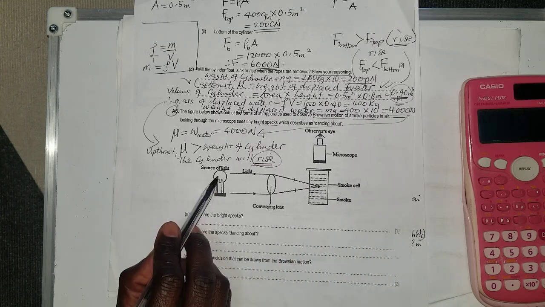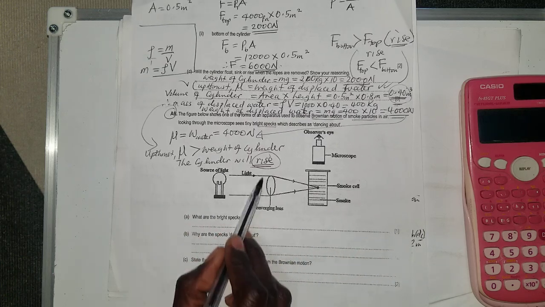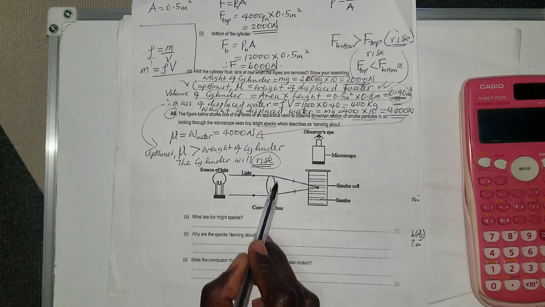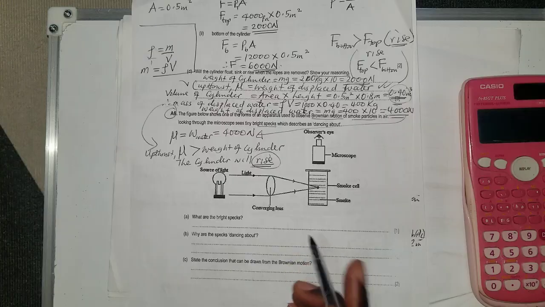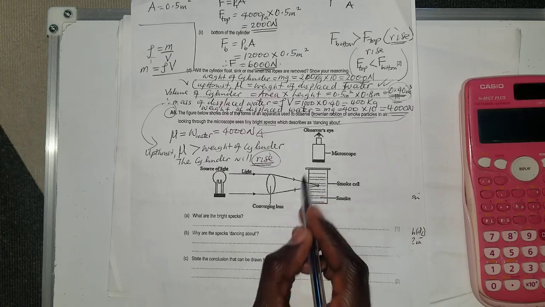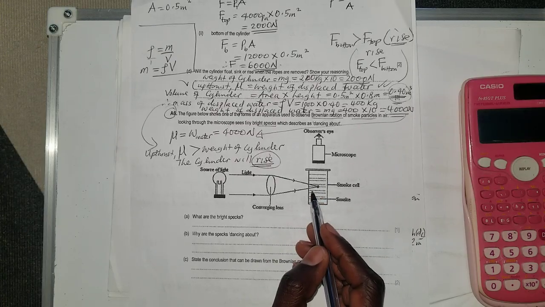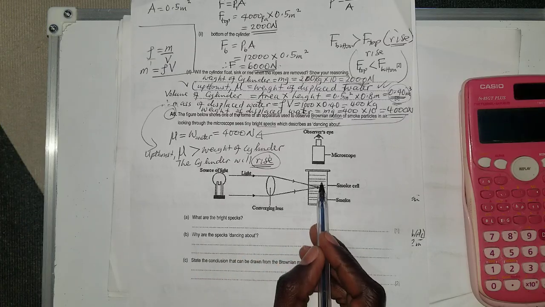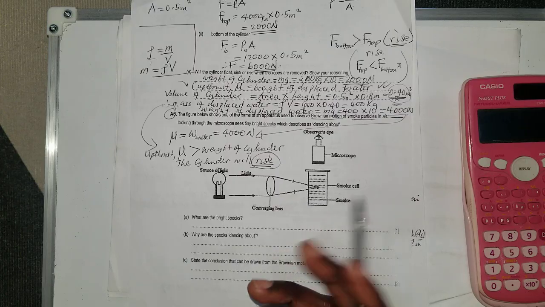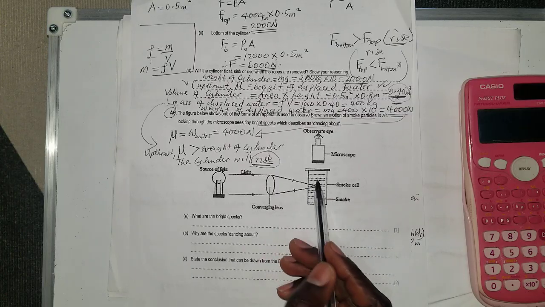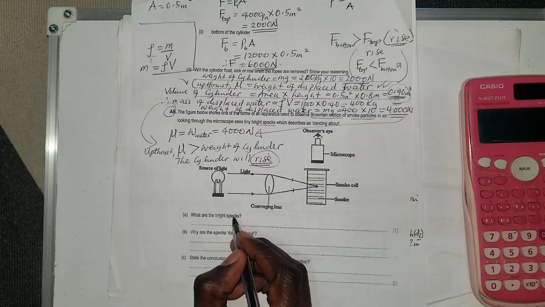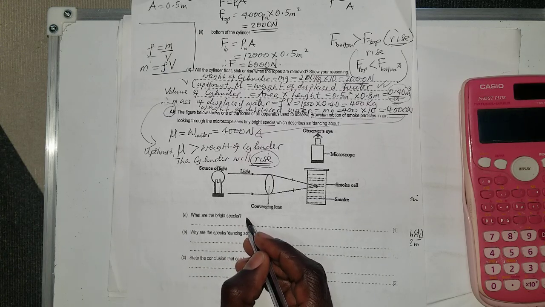Then they tell you that light is shone, magnified, using a converging lens to converge at a particular point so that you are able to see what is happening there. Now the question says, what are the bright specks? So in here there are smoke particles, but of course remember that there's also air molecules in there. In as much as there's smoke, there's also air that is there. So the bright specks are the smoke particles.